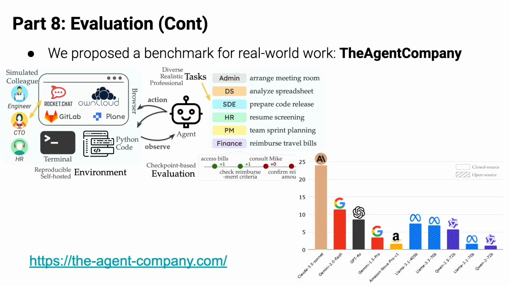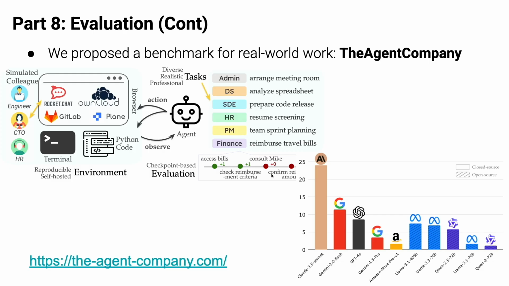And so we created a whole bunch of tasks, not only for software developers, which we did do, like preparing a code release, but also for administrators who were arranging meeting rooms, data scientists who were analyzing spreadsheets, HR who were doing resume screening, PMs doing team sprint planning, and finance who were reimbursing travel bills. And we set up 175 of these tasks, each one has intermediate checkpoints. So you can go in and check if you got part of the task done instead of the entire task done.